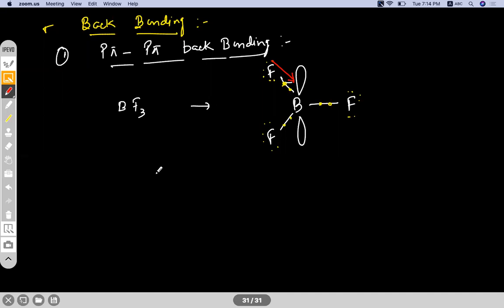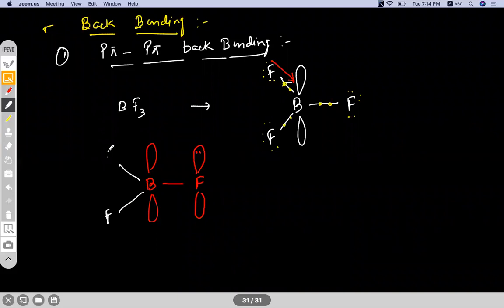Boron has a vacant p orbital. Fluorine has a lone pair present in a p orbital. On this side we again have 2 fluorine atoms. It is possible with any one of the fluorine atoms because all have the same size and same shape. So this lone pair donates into the vacant orbital of boron, and hence the octet of boron is complete.